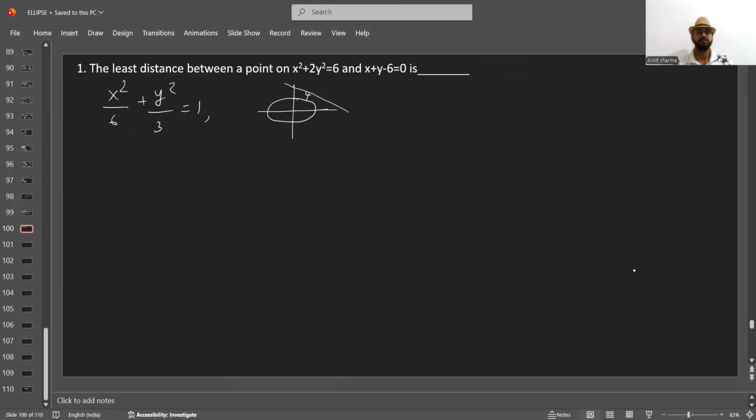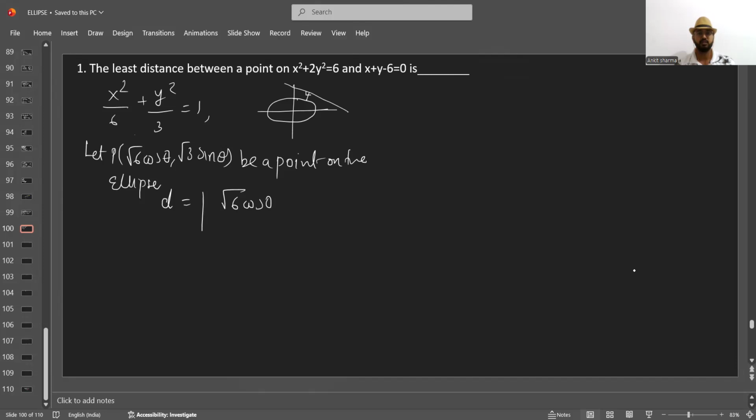What we will do is take a point on this ellipse. Let P (root 6 cos theta, root 3 sin theta) be a point on the ellipse. Now we can find the distance of this point from the line. So d will be equal to root 6 cos theta plus root 3 sin theta minus 6, upon square root of 1 square plus 1 square, so that's root 2.